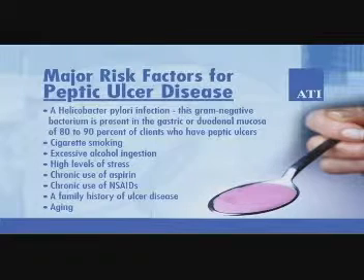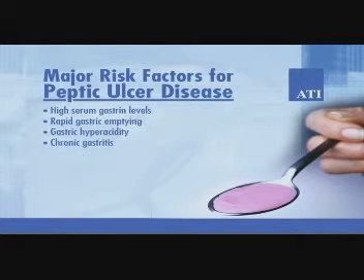The major risk factors for peptic ulcer disease are a Helicobacter pylori infection. This gram-negative bacterium is present in the gastric or duodenal mucosa of 80 to 90% of clients who have peptic ulcers. Cigarette smoking, excessive alcohol ingestion, high levels of stress, chronic use of aspirin, chronic use of NSAIDs, a family history of ulcer disease, aging, high serum gastrin levels, rapid gastric emptying, gastric hyperacidity, and chronic gastritis.